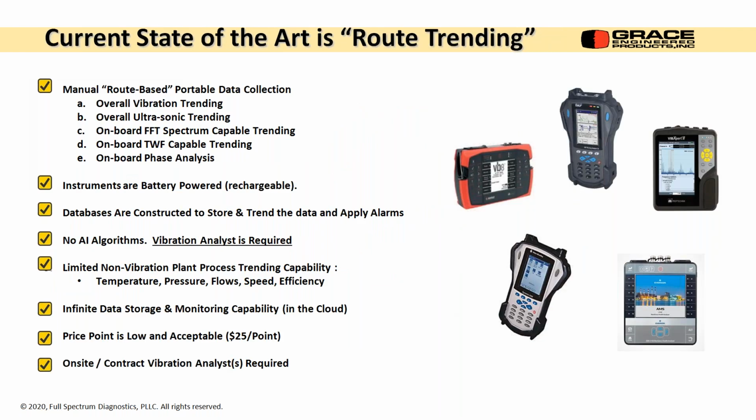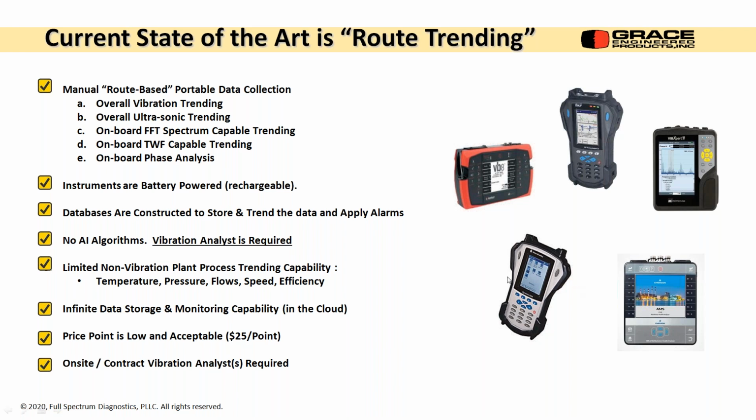Current state of the art is route trending. And why do we stop that? There are a lot of inaccessible locations. There are dangerous things that you can't monitor as well as you'd like to. That is perfect for permanently mounted battery-powered units. Especially a lot of places I go, like refineries, you just don't want to be close to some of these machines.